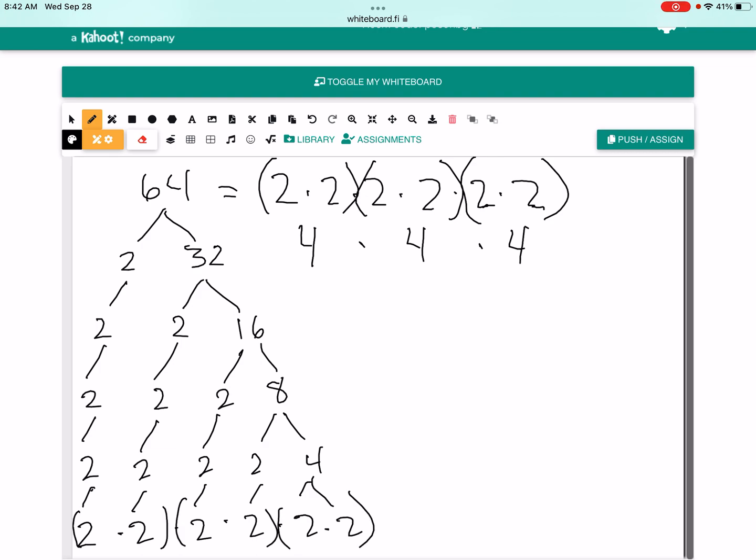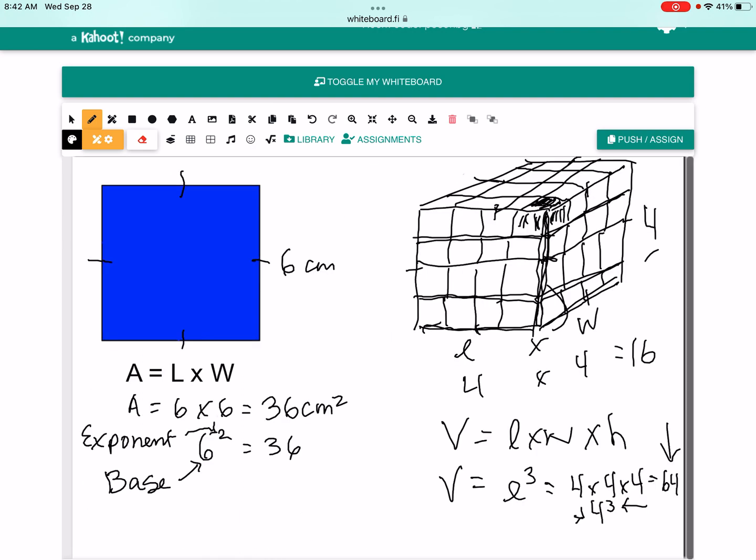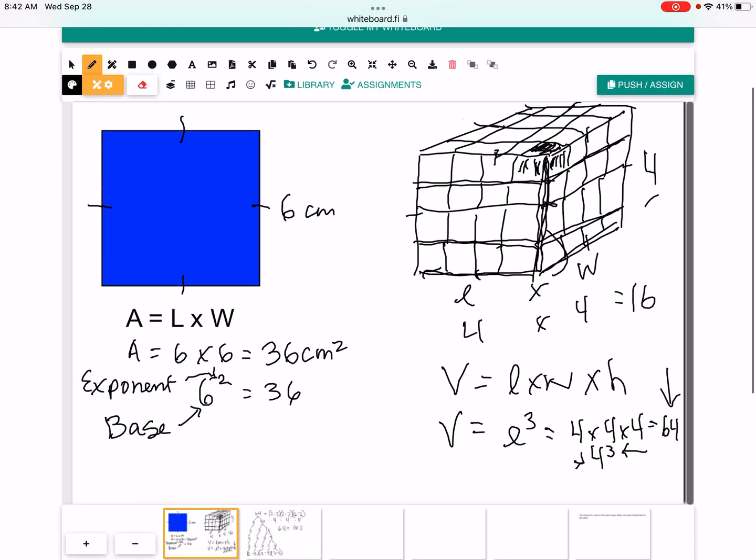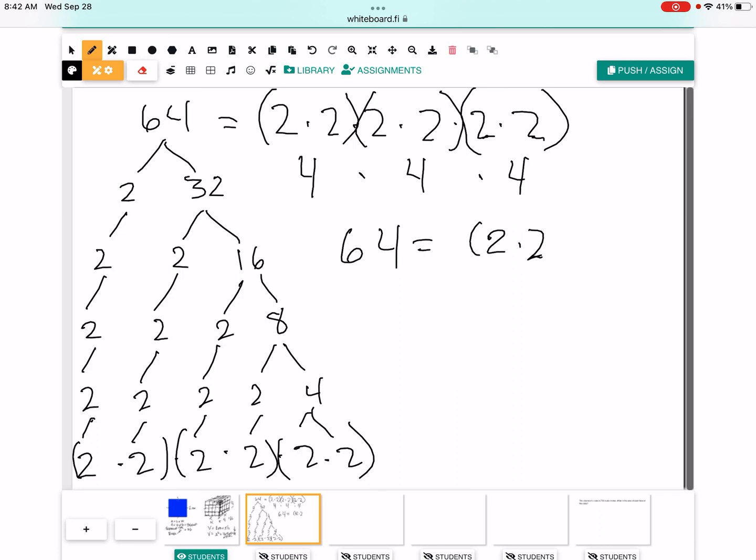So whenever you do the prime factorization, you're looking for a triplet, basically. 3 of exactly the same factors that can multiply to give us that number. And we can write this a couple of ways. We can say 64 is the same as 2 times 2 cubed. We can also say it's 4 cubed. And we can also say that the cube root of 64 is 4.